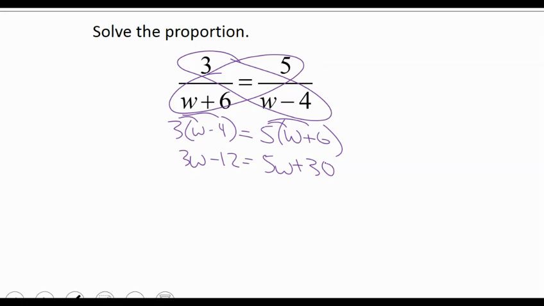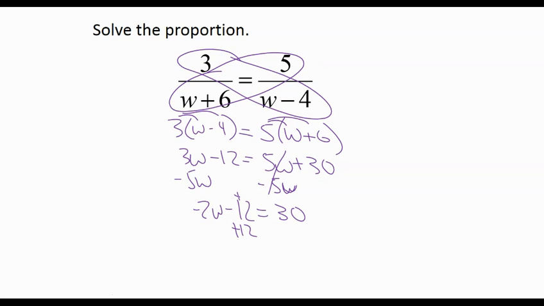All right, parentheses gone. My next issue is I've got variables on both sides, so I've got to cancel one out. I always cancel the one on the right out, so minus 5w. Those cancel. 3w minus 5w is negative 2w. Still minus 12, and it will equal positive 30. So now it's a two-step equation. Add 12 to both sides.